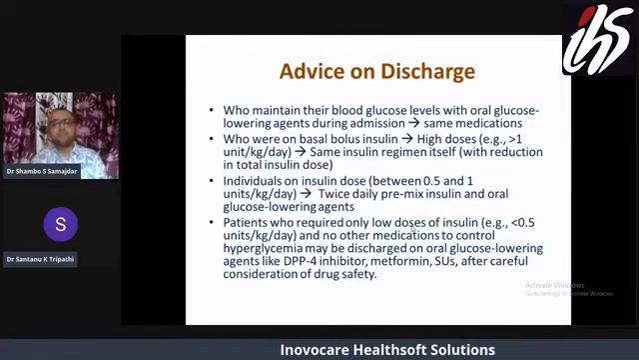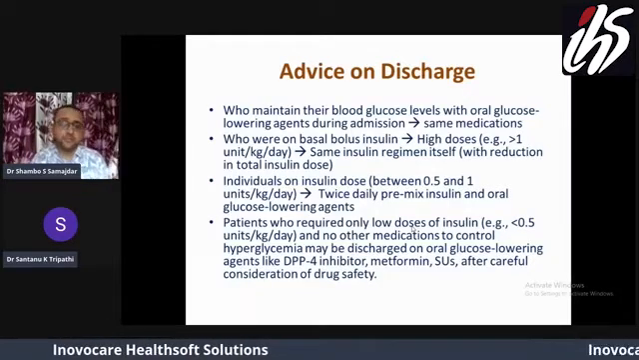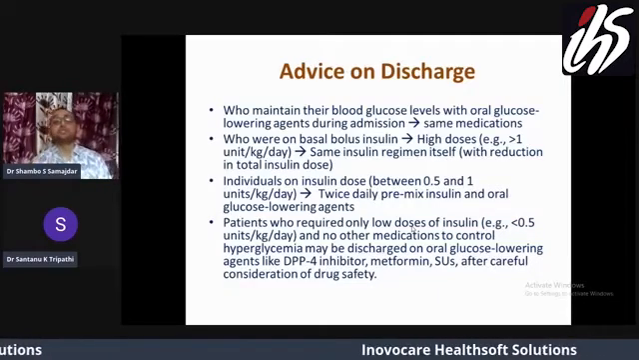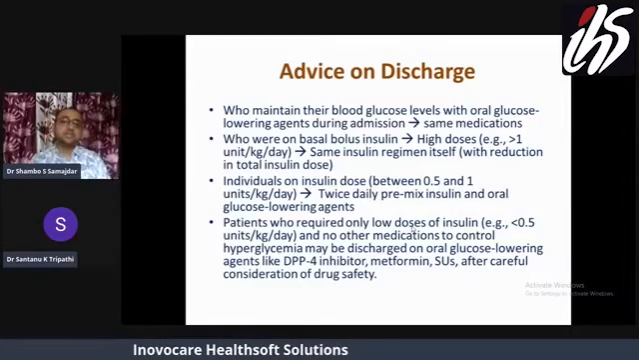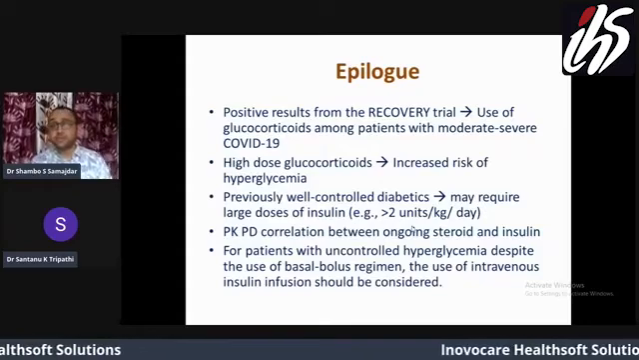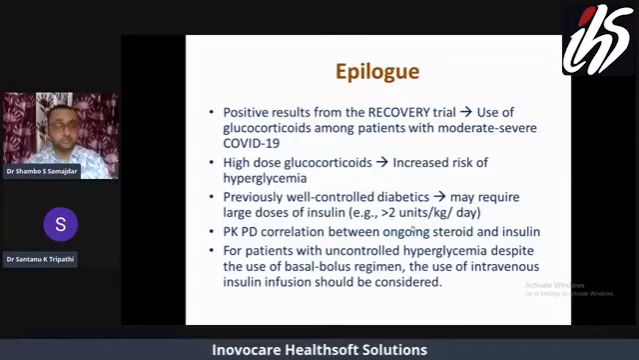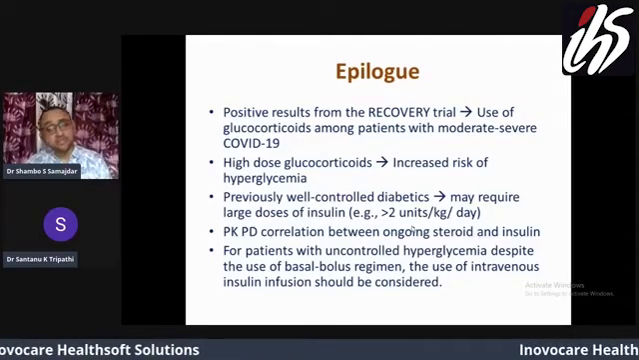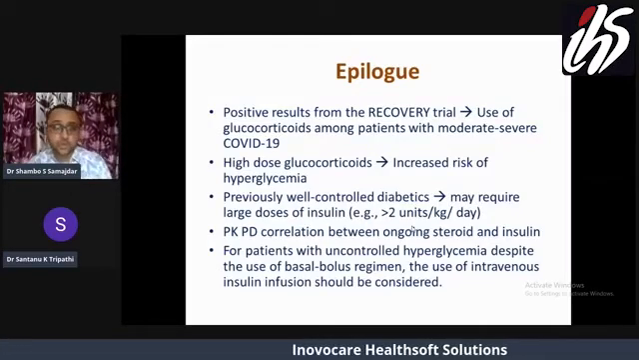So these particular patients can be discharged on different oral glucose lowering agents like DPP-4 inhibitors, metformin, sulfonylureas, after careful consideration of drug safety and patient-specific factors. And there are some studies also with SGLT2 inhibitors post-COVID. I am not talking about acutely ill COVID-19 patients. In post-COVID-19 patients, SGLT2 inhibitors can be used with checking the other safety issues.